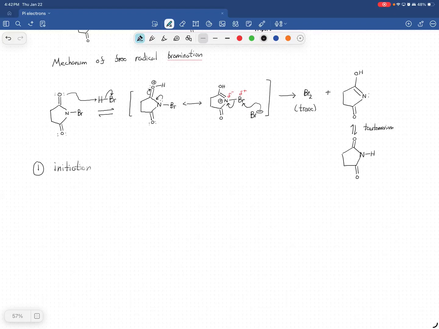All right, so you guys remember what happens in initiation? The Br-Br bond, when we subject that to light or heat, what happens? Breaks and forms radicals. Yeah, so it breaks evenly, right? So we're going to dissociate into two bromine atoms, bromine radical. Okay, good. So then this bromine radical, you can kind of think it will do two things.